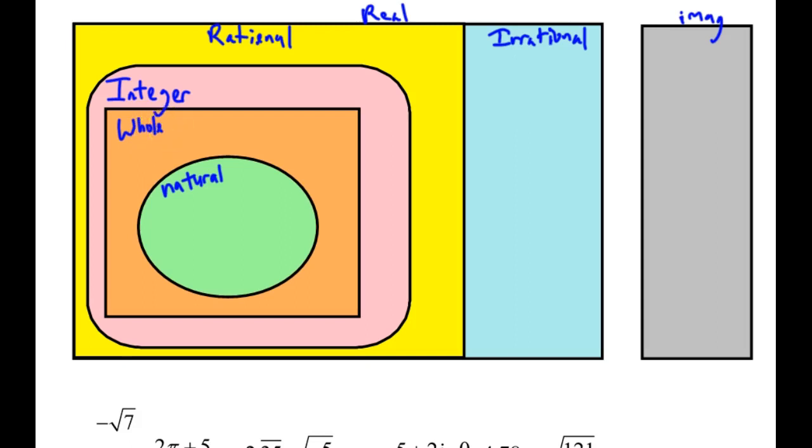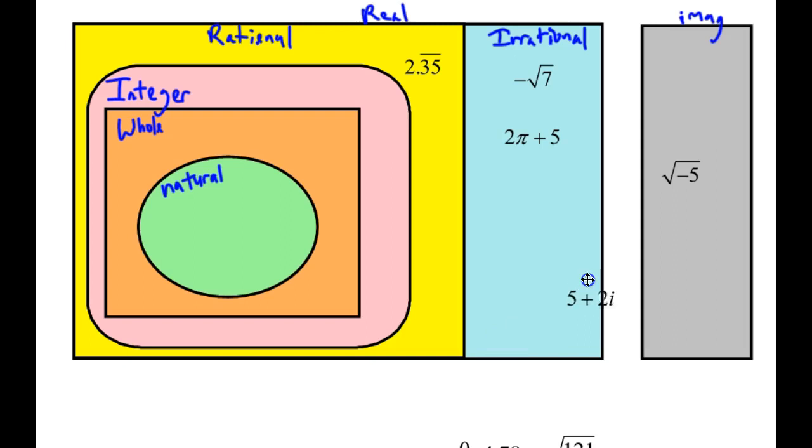So let's think about putting some of these things in the proper place. Negative square root of 7. Well, square root of 7 is a non-perfect square. It's not negative underneath the radical, so that would go there. 2 pi plus 5, again, irrational because pi is irrational. 2.35 repeating, so this must be rational. Square root of negative 5 is imaginary. You can't take the square root of a negative.